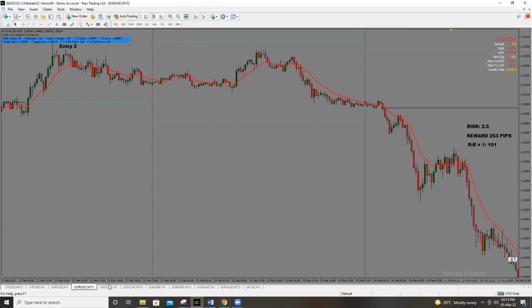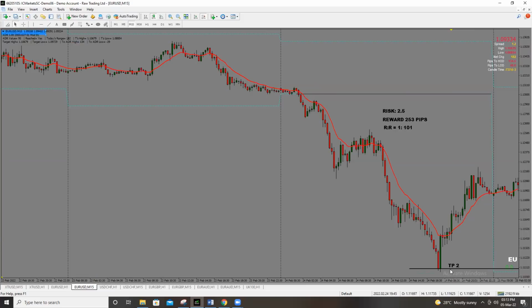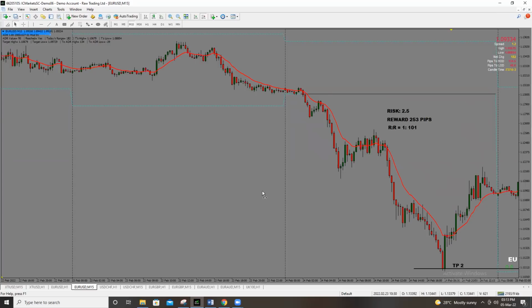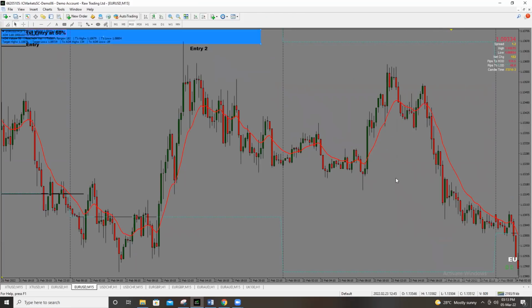So when you go to the lower time frame, you can hold it to the higher time frame TP. So you're risking the same 2.5. The move that has happened is 253 pips. So what's the risk reward? 253 divided by 2.5 is 1:11. That is pretty cool. So that is how to use this strategy.